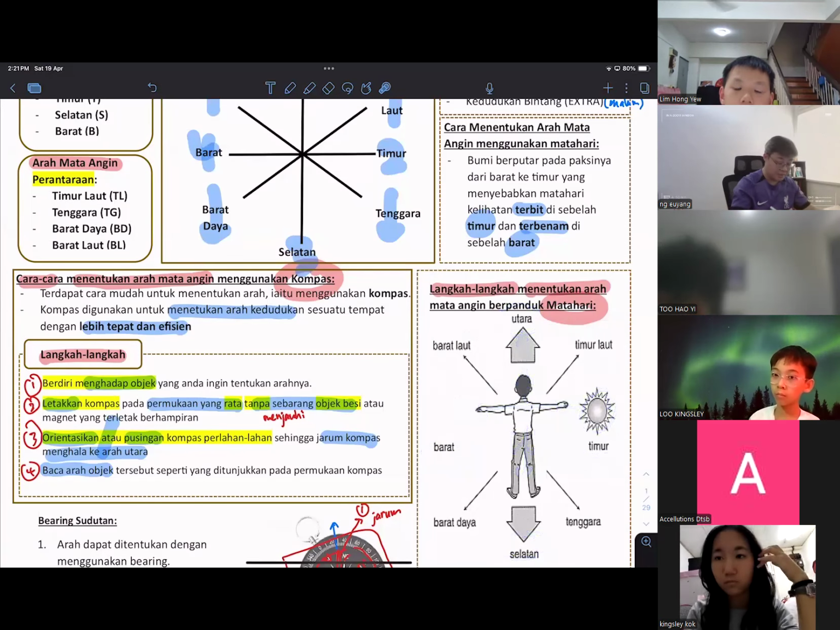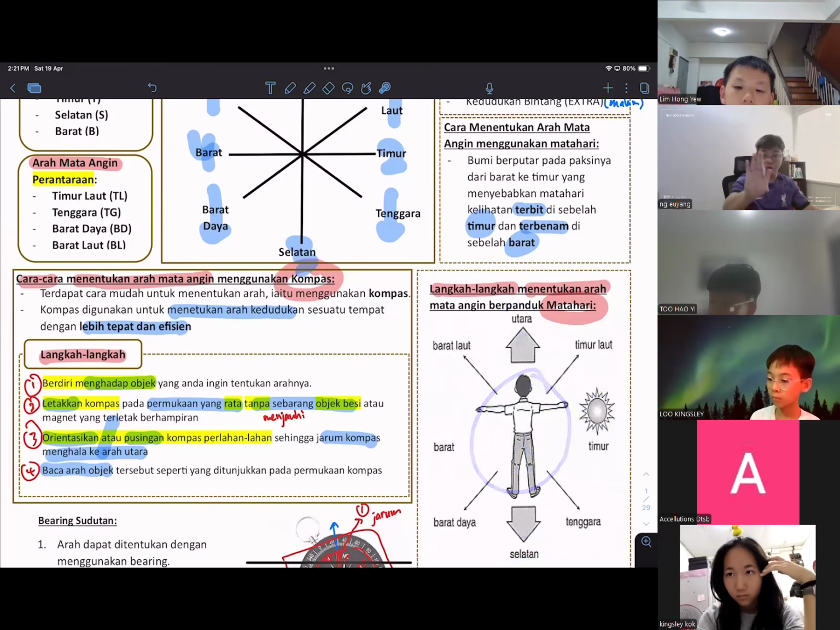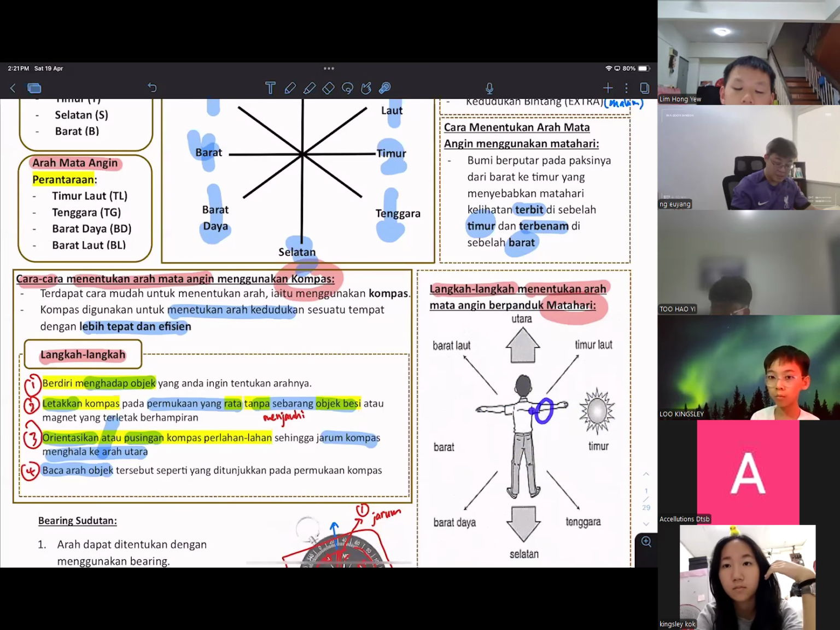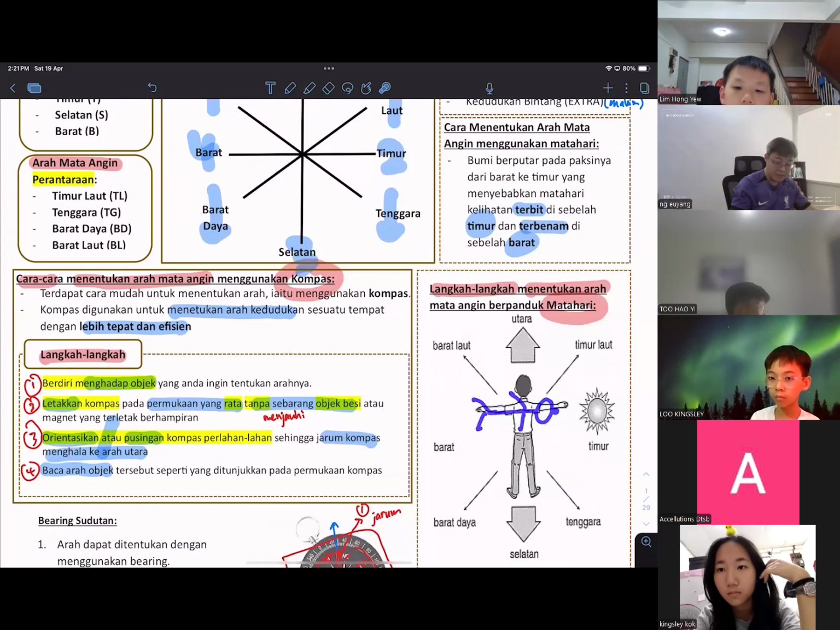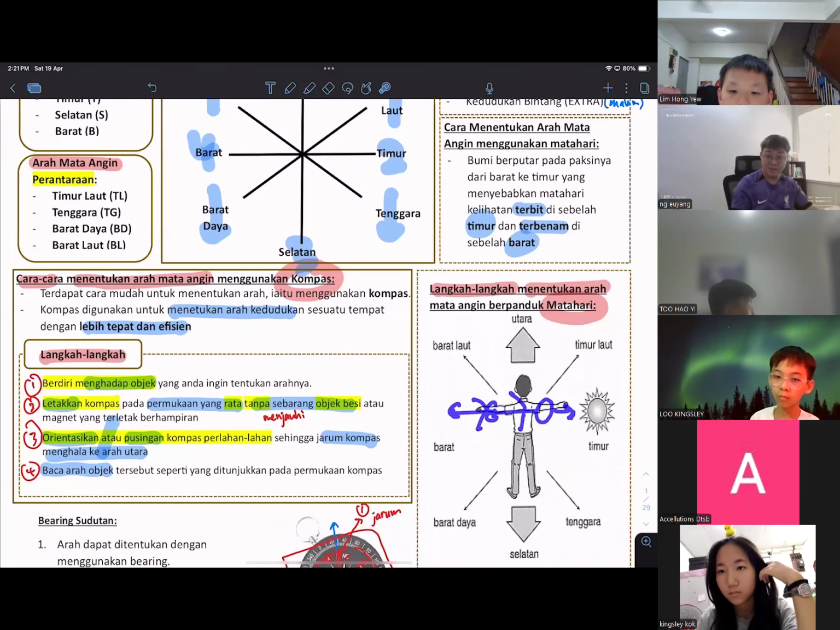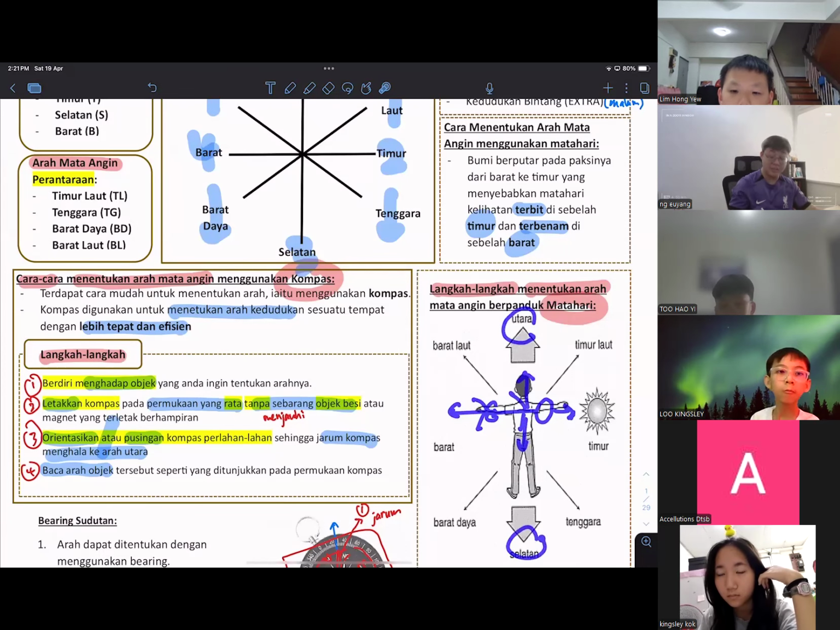So vice versa, guys, this is the person, right? Sorry for my drawings. If this is Kingsley, sorry, Kingsley. So Kingsley is facing the sun during the sun's rising. So his back side is facing the west, no? So his left arm is pointing to the north, his right arm is pointing to the south.